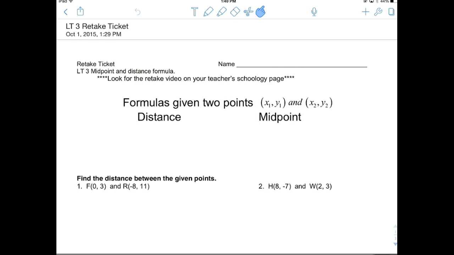Hi, this is the retake ticket for Learning Target 3, midpoint and distance formula. Hopefully you've got your retake ticket with you, but otherwise you can write these formulas down and record these points alongside me here and learn to use these formulas. We'll start by writing them down.